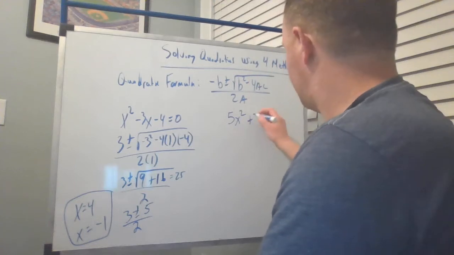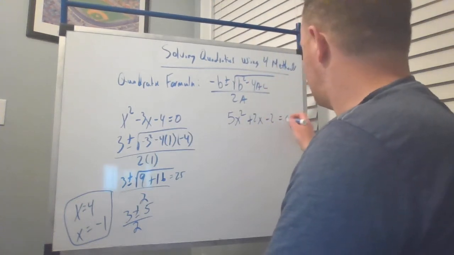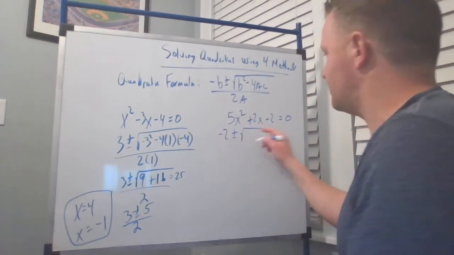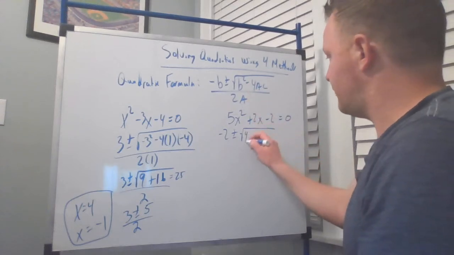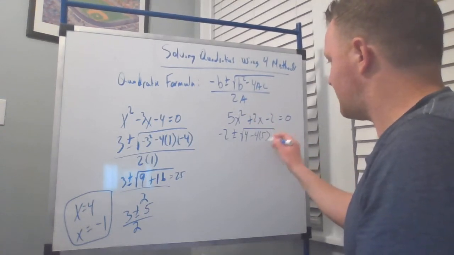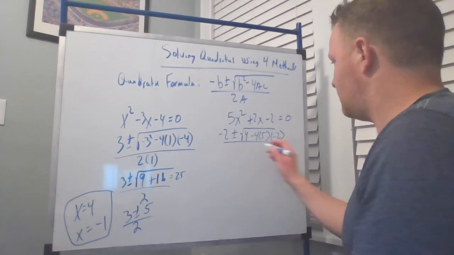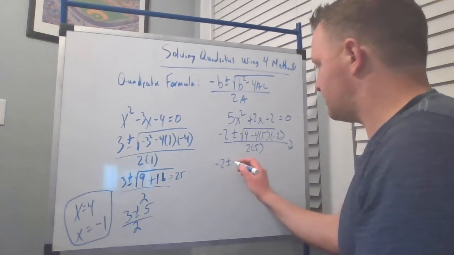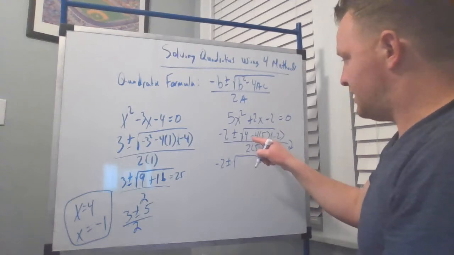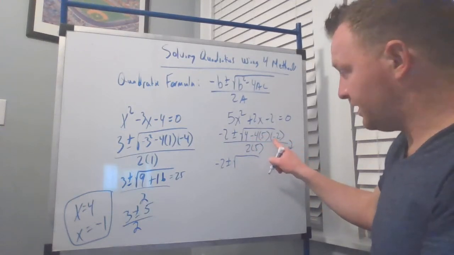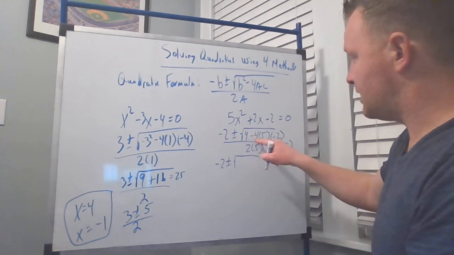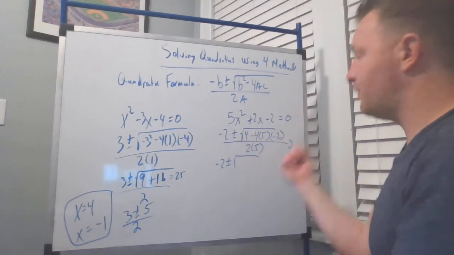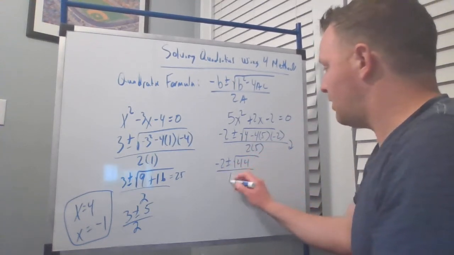5x squared plus 2x minus 2 equals 0. Again, just rewrite using this formula. I got negative 2 plus or minus square root of, well, b is 2. 2 squared is 4 minus 4 times 5 times negative 2, all over 2 times 5. So now this is negative 2 plus or minus square root of, again, negative times negative is positive. Don't forget that. I got negative 4 times 5 is negative 20, times negative 2 is positive 40. 4 plus 40 is square root of 44 all over 10.